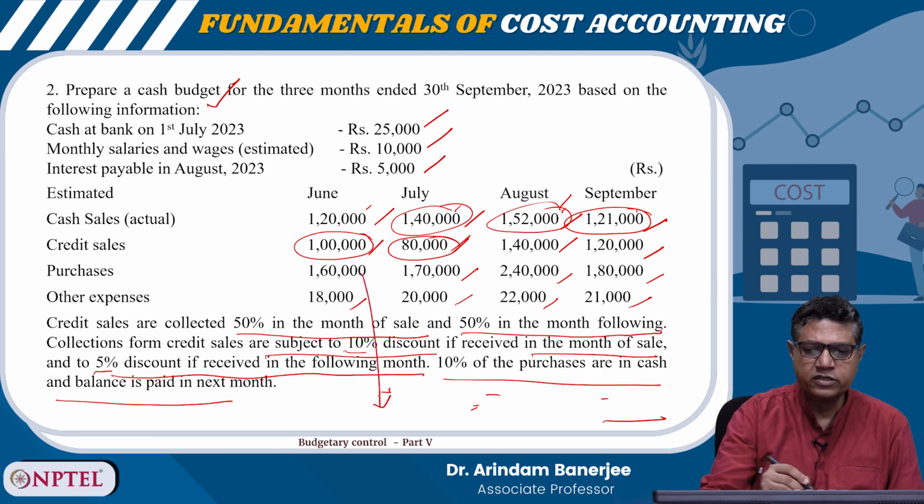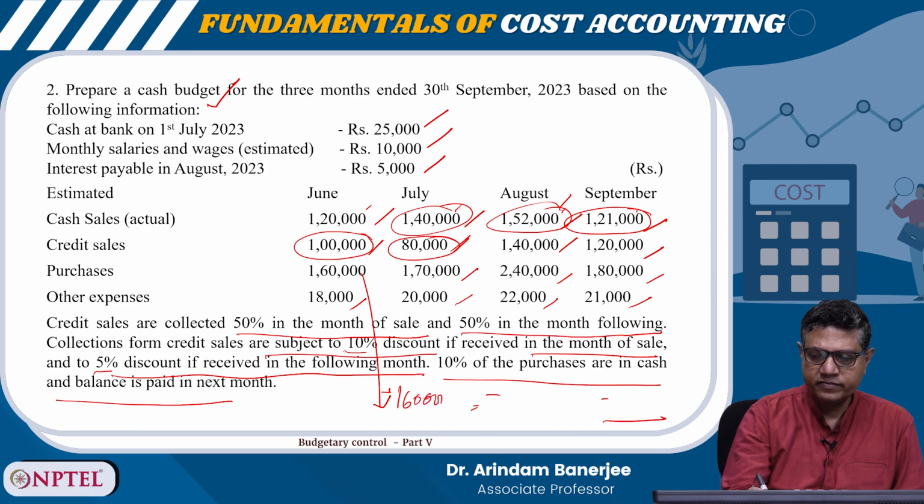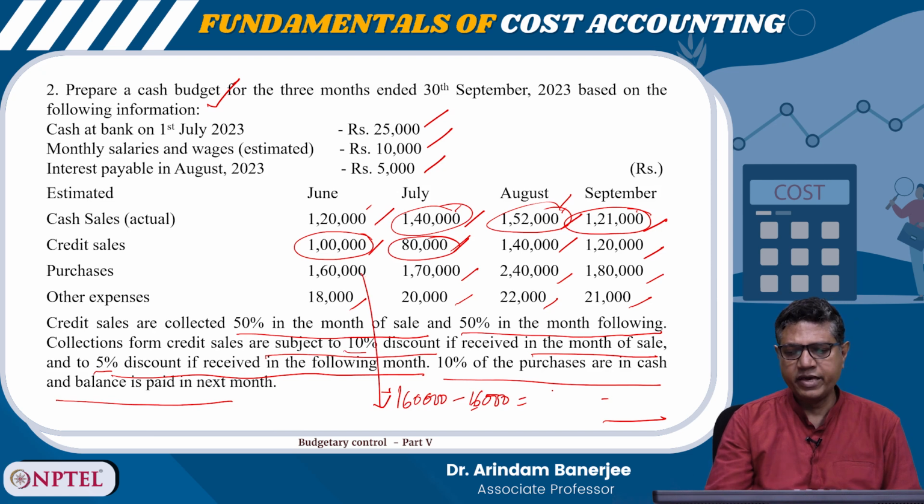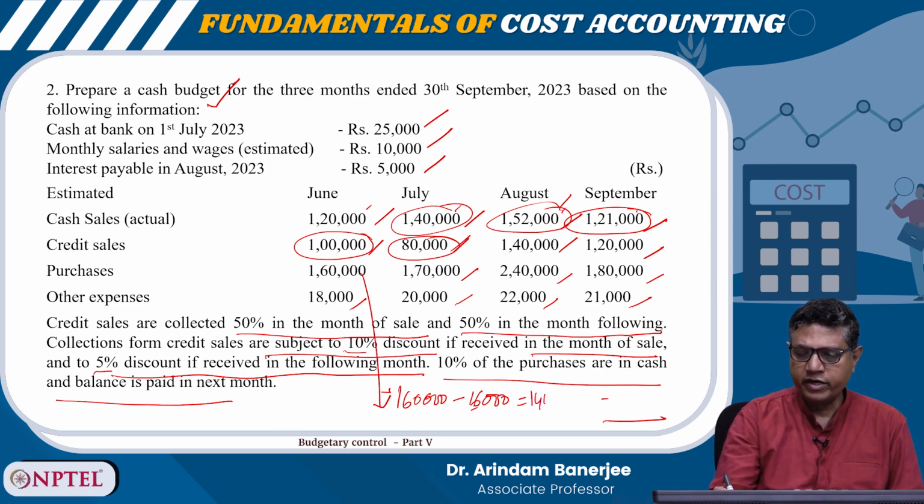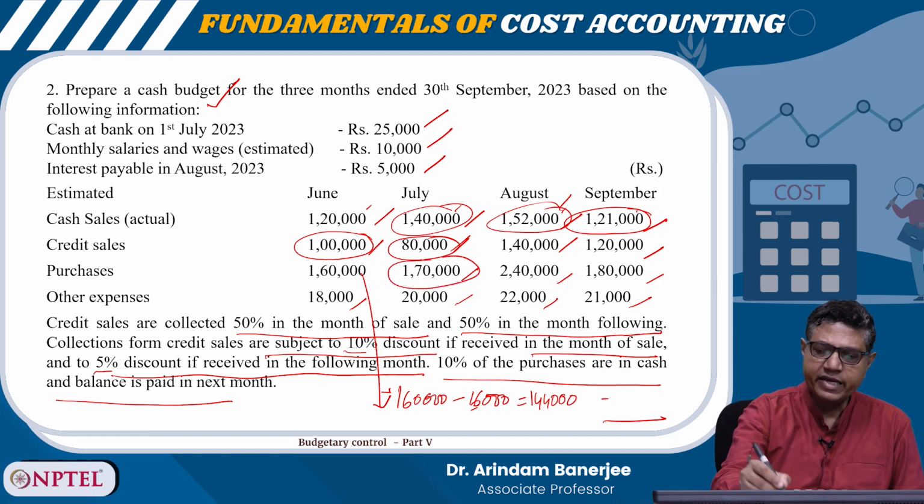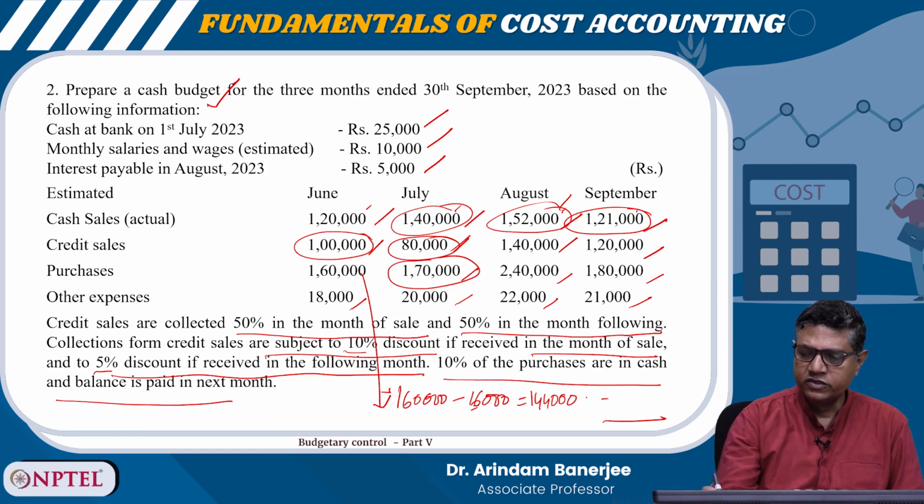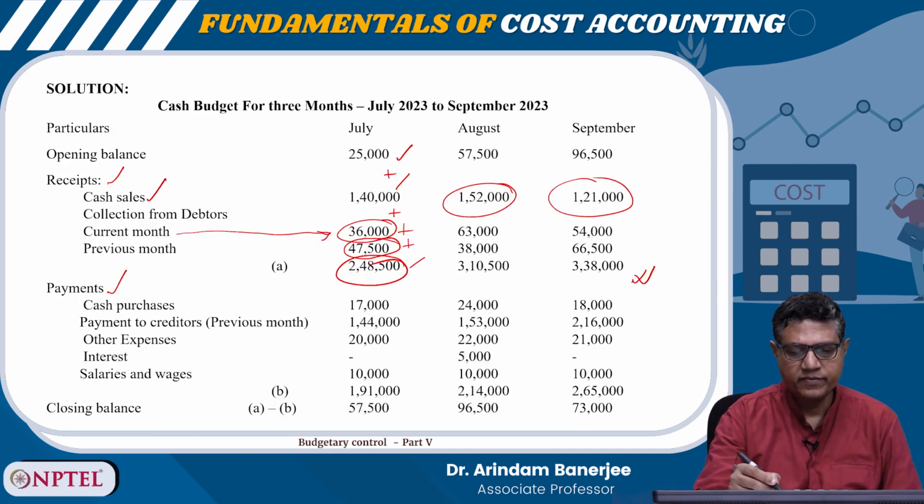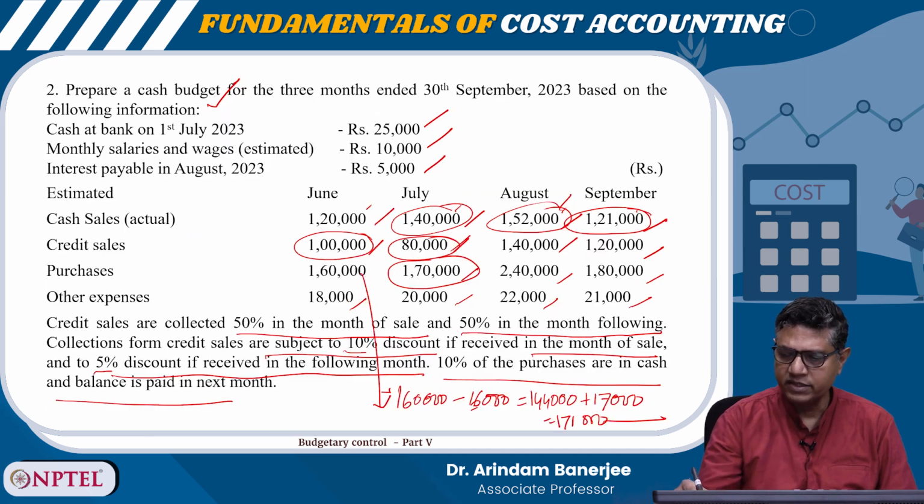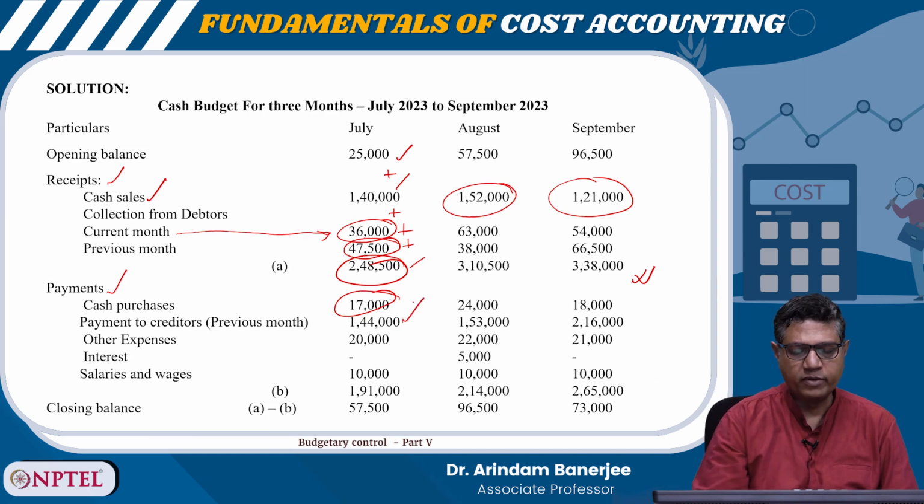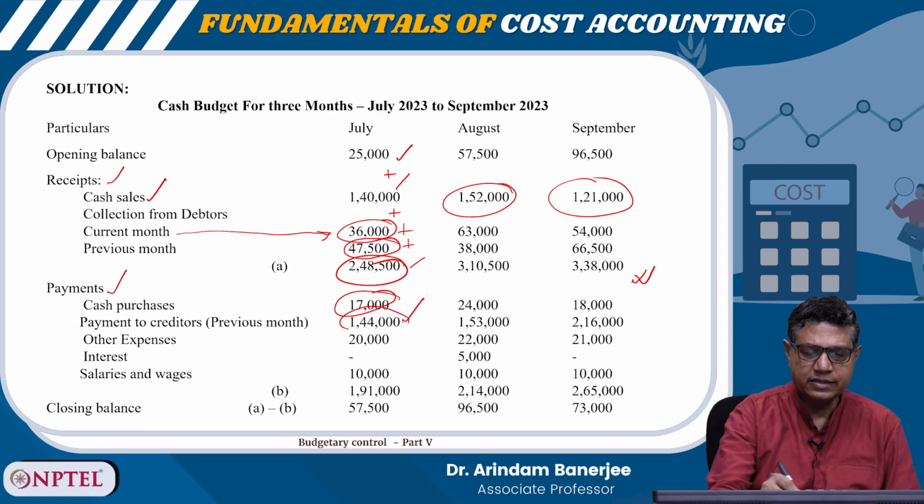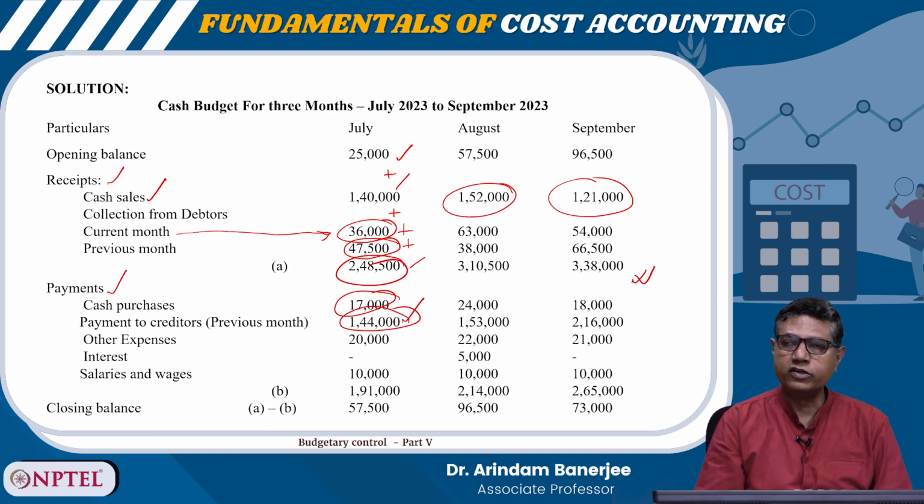Suppose this is the purchase of June. So 10% means 1,60,000 minus 16,000, which comes to 1,44,000, right? This is from the previous month, plus out of this 1,70,000, 10% is 17,000. So it is coming to 1,71,000. You can see here it is 17,000, which we calculated, and 1,44,000 from the previous month. So we can calculate like this the payment made to the creditors for the purchases.